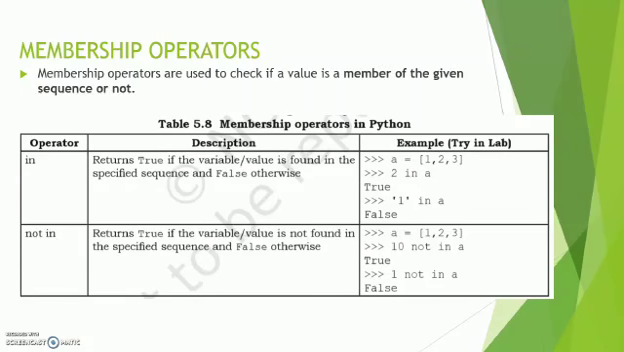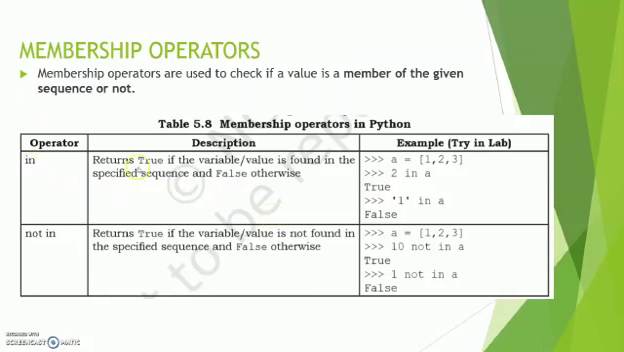Now membership operators are used to check if a value is a member of the given sequence or not. Now when we have something that is of the same kind and suddenly we have one number which is different, then that number is not of the sequence. That is what the membership operator does. A membership means when we have similar members in a sequence. So the membership operator will check whether the member in the sequence is the same or not.